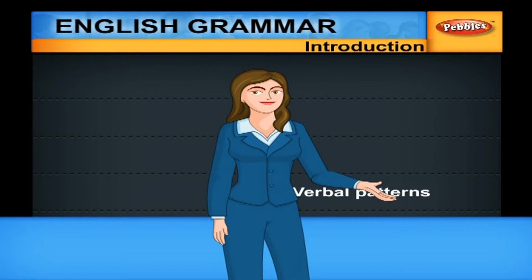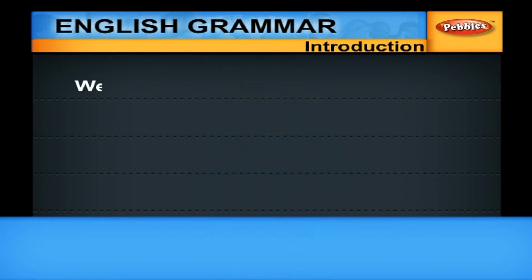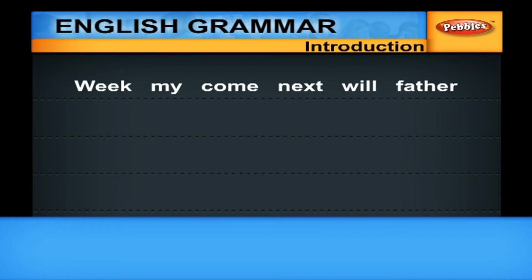Let me give you a set of jumbled words: week, my, come, next, will, father. How to form a sentence from these words? You find out that some words tend to go together with some other words. This is what we call collocation. For example, here, week will go only with next. You have to say next week.